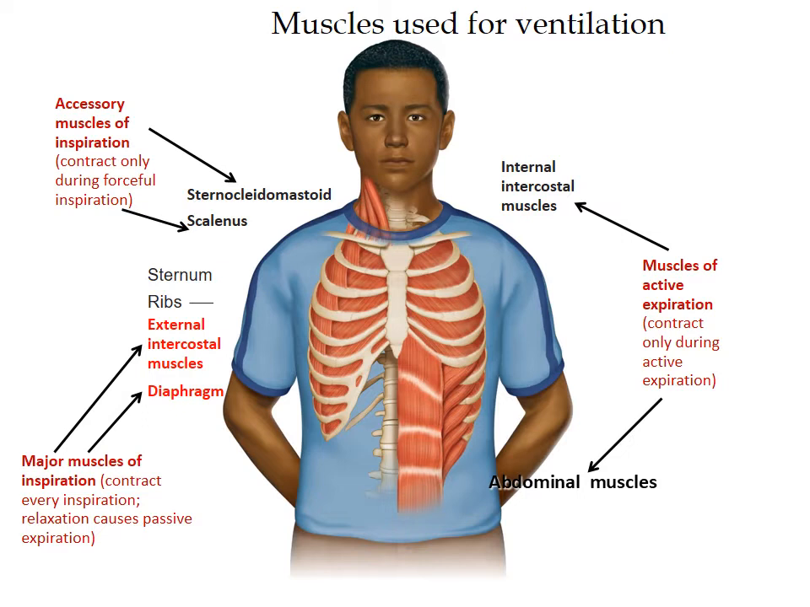Then, I mentioned that expiration is a passive process. It doesn't require any muscles to be contracted. But if you are doing a forceful expiration, it requires the contraction of muscles. So you can see here, these are the muscles that contract only during active expiration, that means forceful expiration. That is the abdominal muscles and also the internal intercostal muscles. In a passive or quiet expiration, you don't see these muscles contracting.